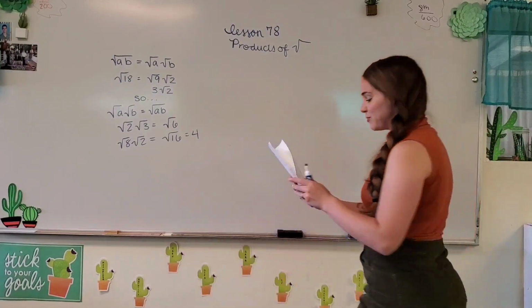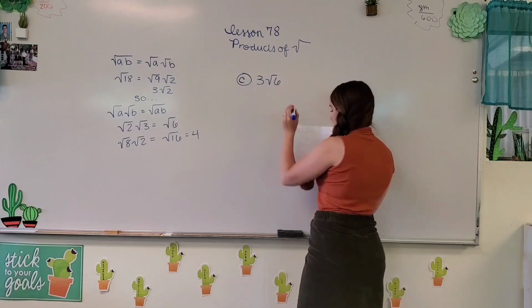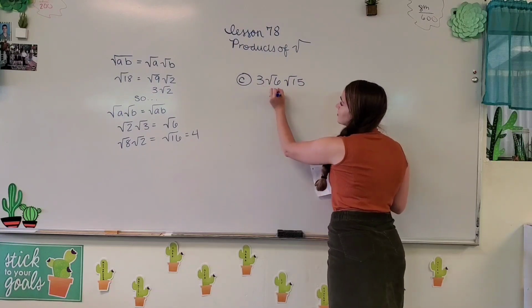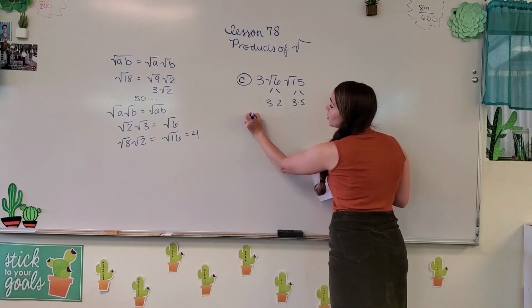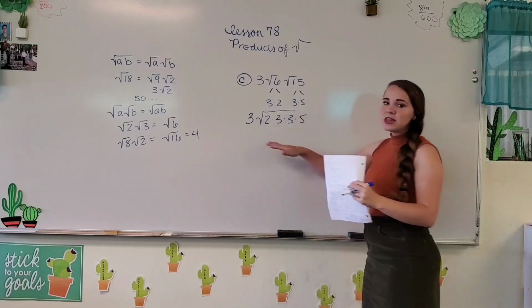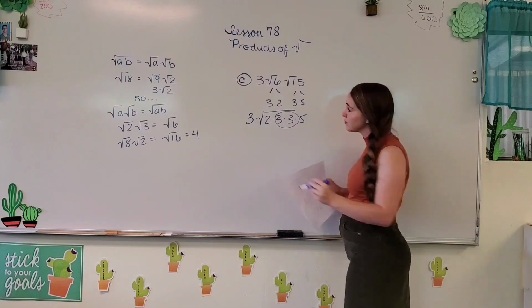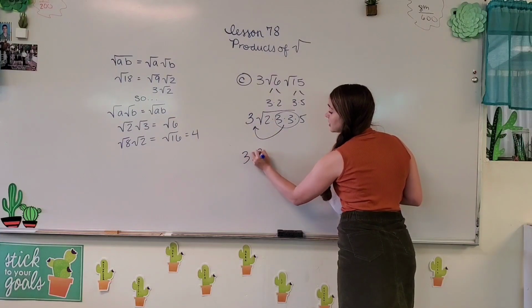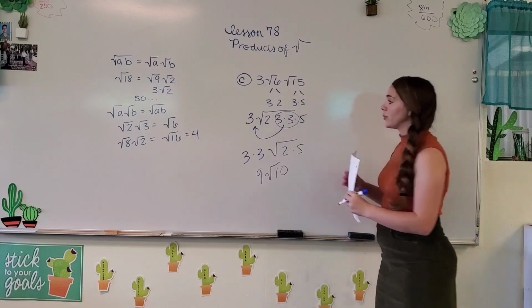Here it is, up close and personal. This is letter C, 3 times the square root of 6 times the square root of 15. So what they did is 3 times 2, 3 times 5. Really we have 3 times the square root of 2 times 3 times 3 times 5. I'm in the habit of putting them in number order, which I think is the best thing to do. Only one pair, so bring it to the outside, it becomes just 1 3, so it becomes 3 times 3 times the square root of 2 times 5, which is 9 times the square root of 10.